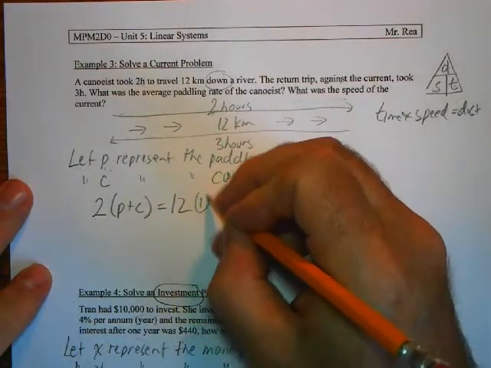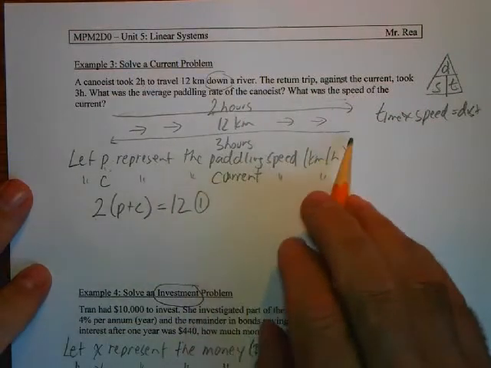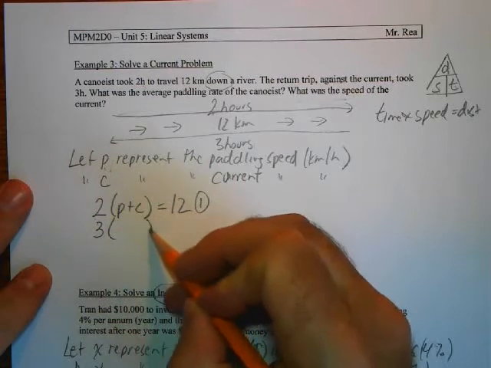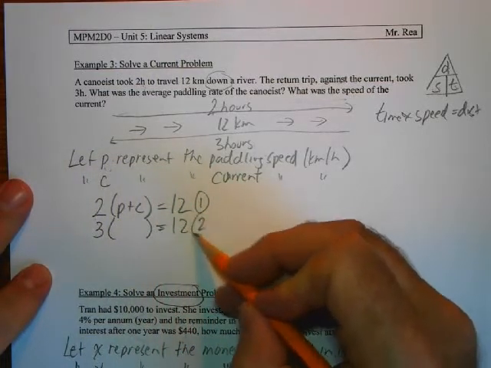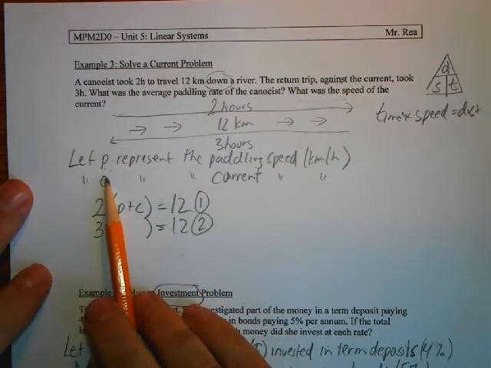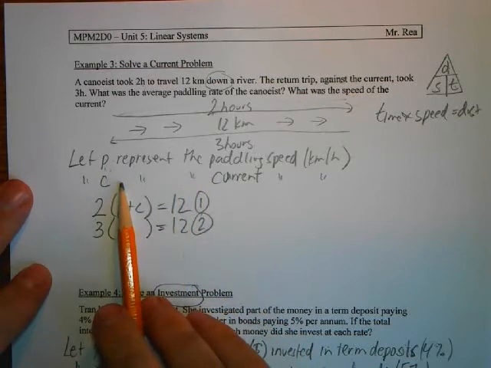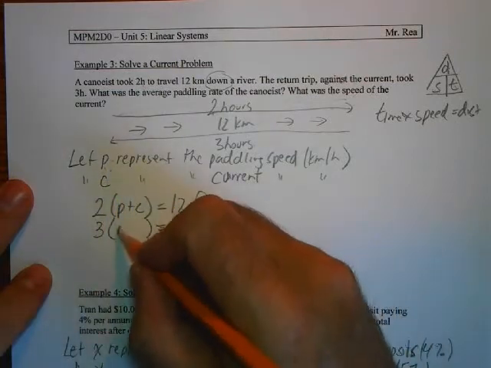Now the next one should be very similar. Going back, how long did it take? 3 hours. I'm going to fill in my distance. I already know that's the same distance. But this time, because the current is pushing against you, it's canceling out some of your paddling speed. So P minus C is your actual speed.